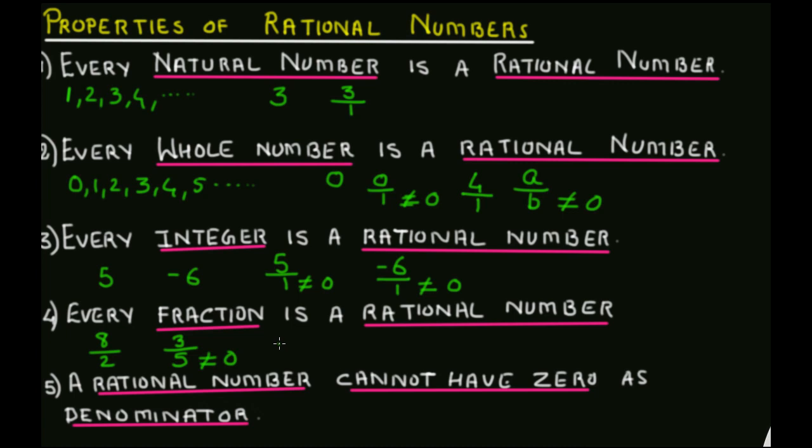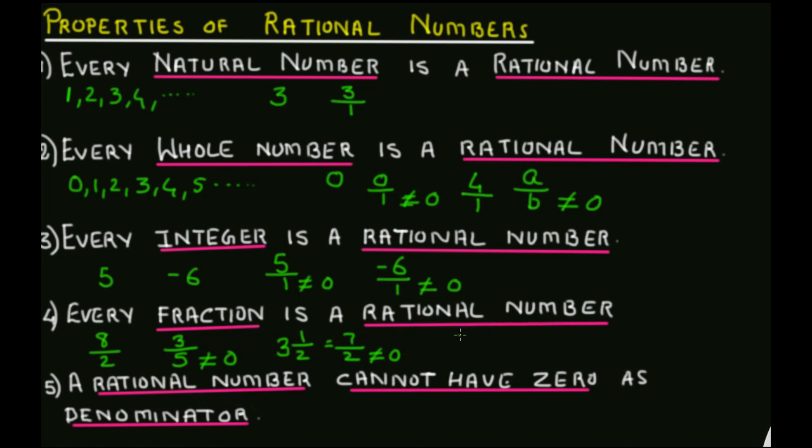Now let's take a mixed fraction, 3 1 by 2. Here it is. Now if I convert this mixed fraction into an improper fraction, 2 into 3 is 6, plus 1 is 7. 7 by 2, again it's a rational number where the b is not equal to 0. Right? So thus we say that every fraction is a rational number.